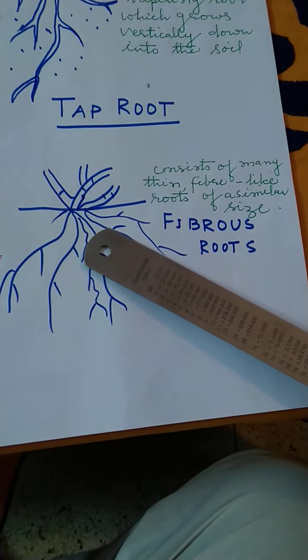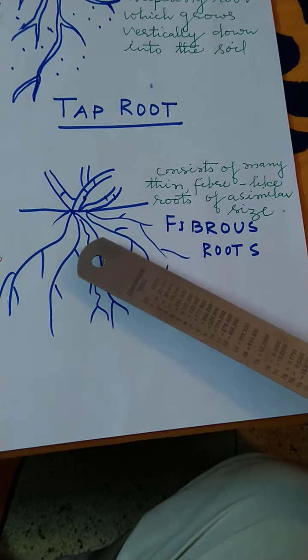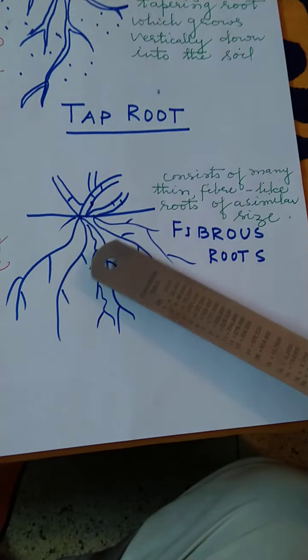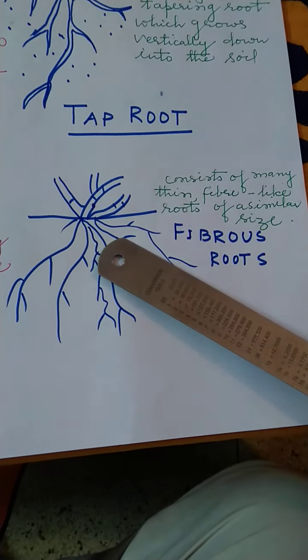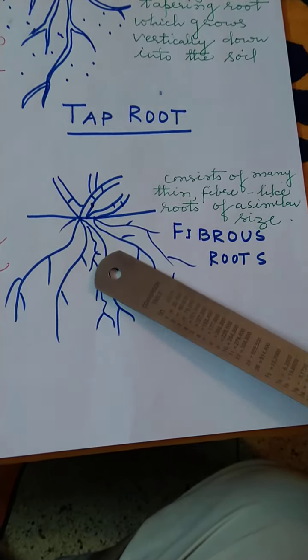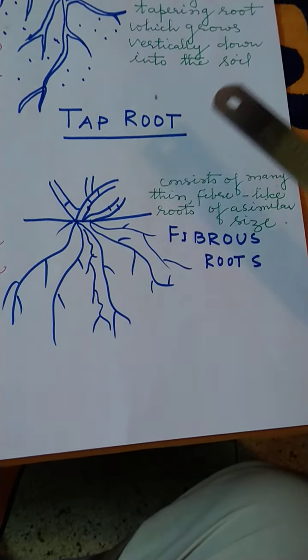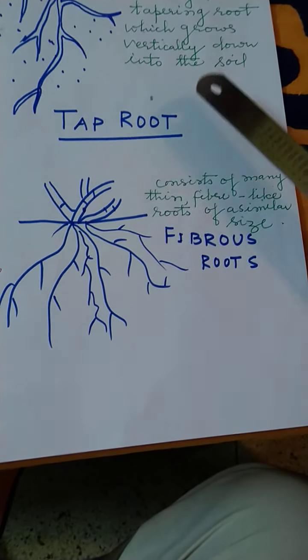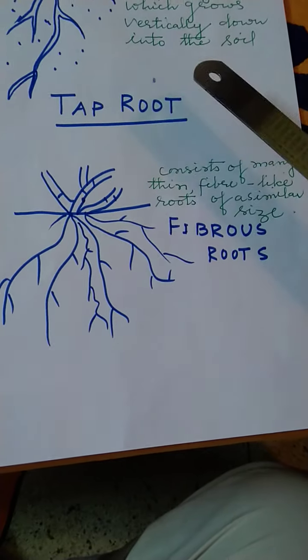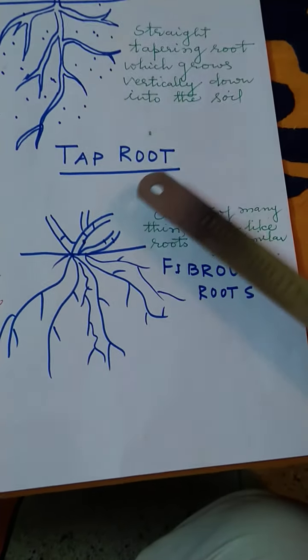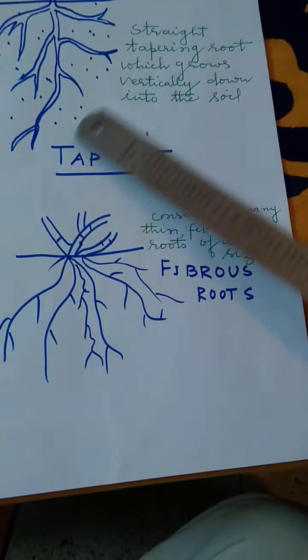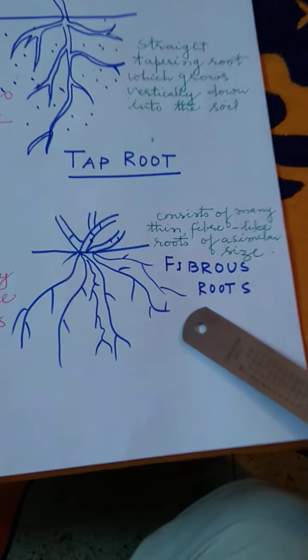But an additional function of roots is to store food. We eat some of the roots where the roots store food, that are carrot and radish, as I told you. So these are the functions and the types of roots that we came to know.